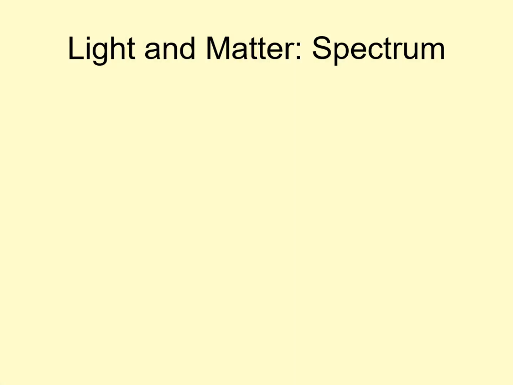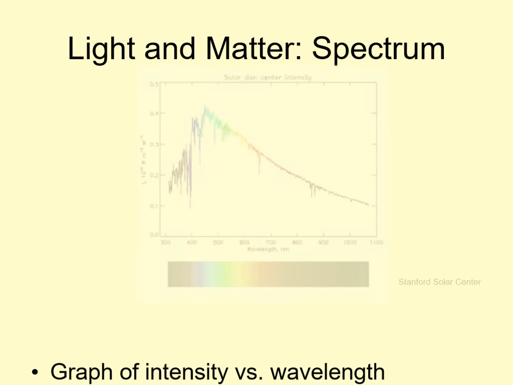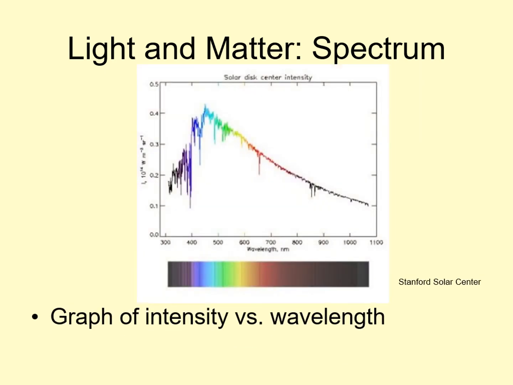Now we need to focus more on how light and matter interact with each other. I want to start by saying a little bit about this term spectrum I've mentioned. A spectrum is effectively a graph. It shows light intensity on the vertical axis and wavelength on the horizontal axis. We have one here. Sometimes you will also see a spectrum given as a bar of color, like the one just below the graph.